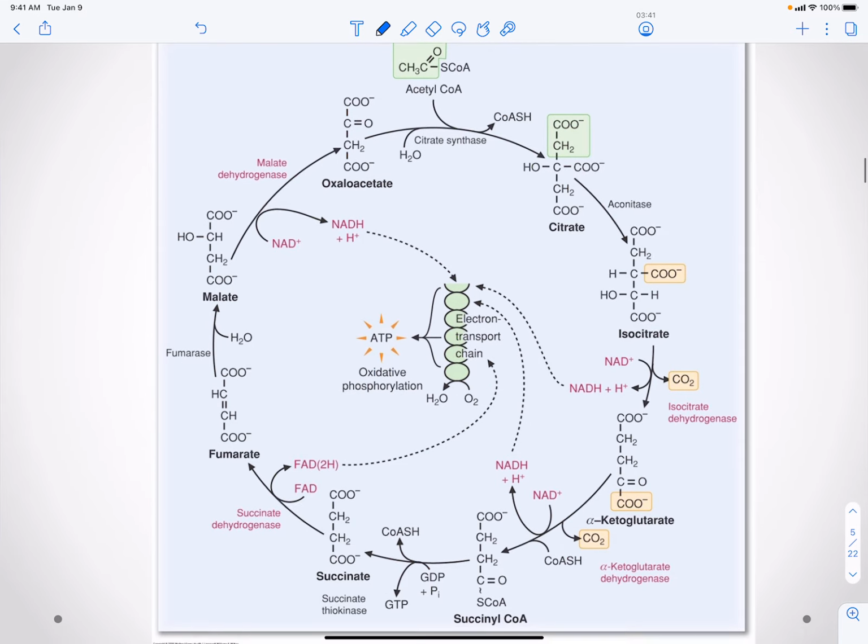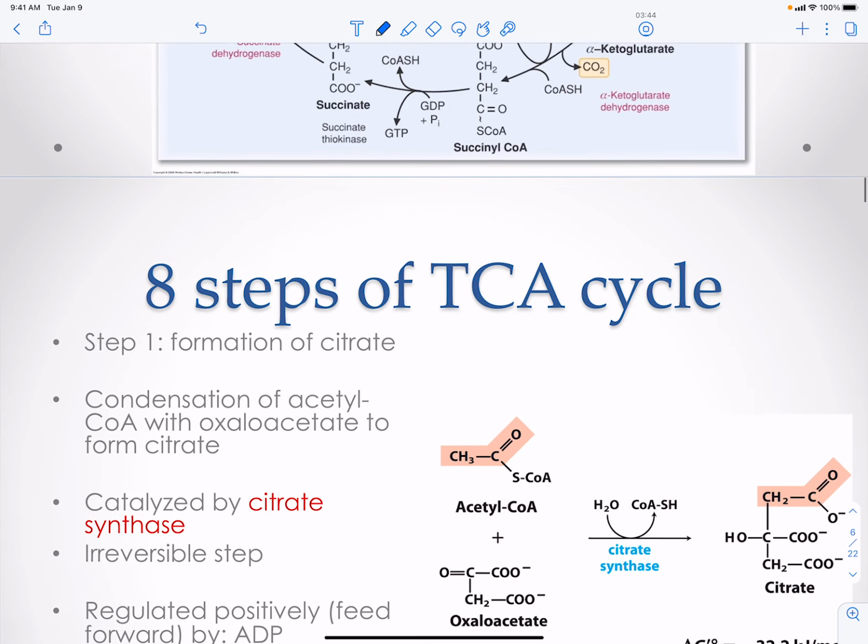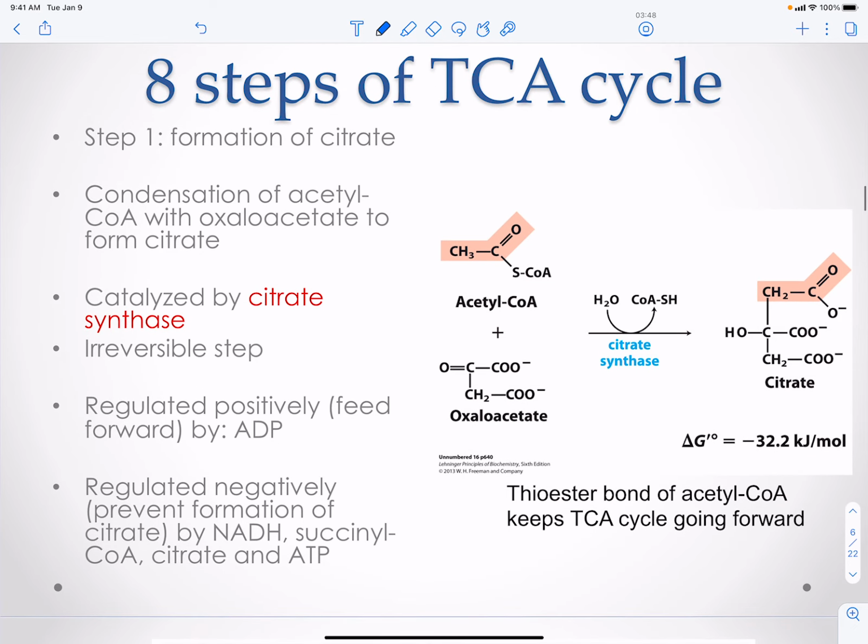Okay, so here's our TCA cycle from your book, so let's walk through this. We have 8 steps of the TCA cycle. The first step is generation of citrate. And this is going to be a condensation of acetyl CoA and oxaloacetate. And they are going to use citrate synthase, which is going to form citrate.